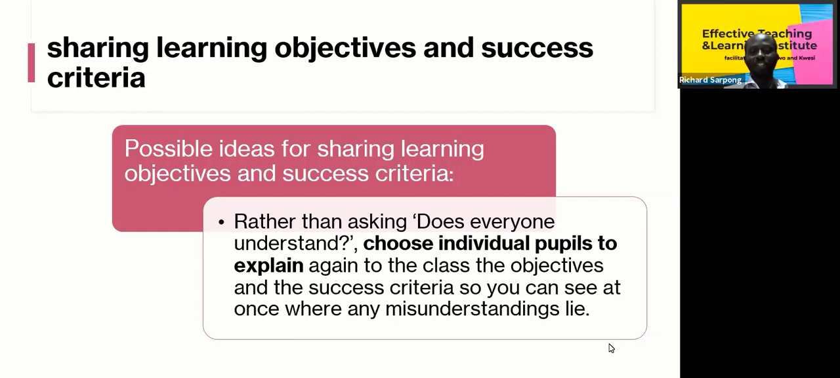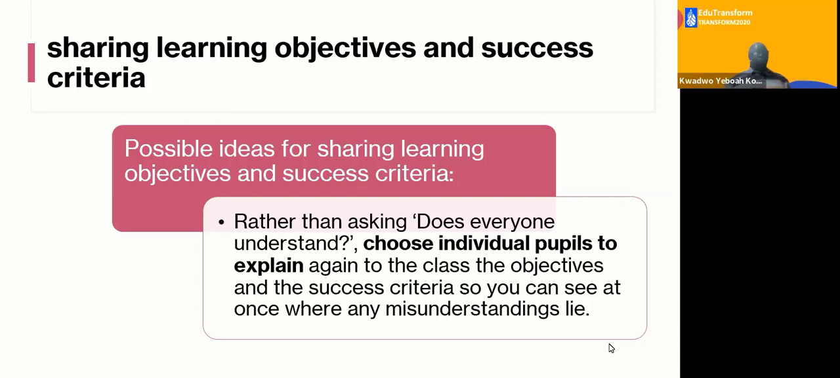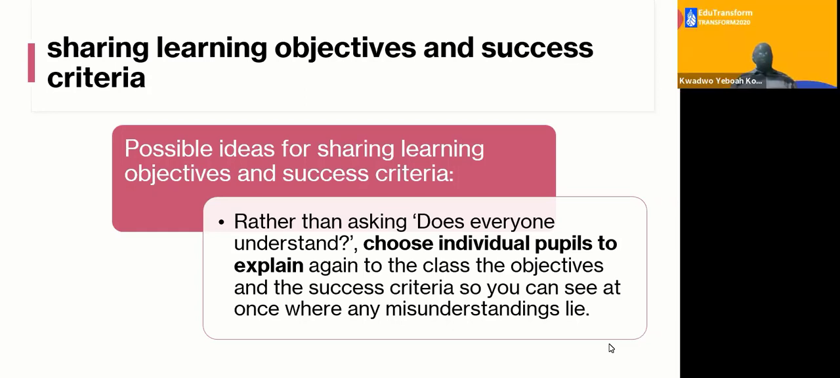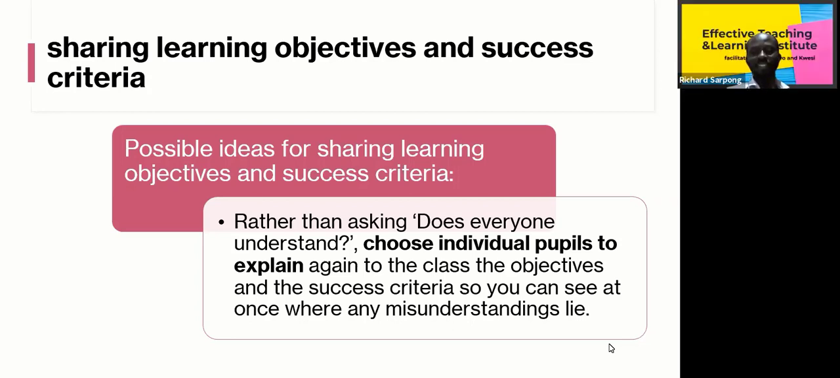And you ask which part don't you understand, they say the whole show. What is it that you are recommending we should do? So you call the student, Ama, Kofi, to explain to the class what they think we will be learning, as expressed in the learning objective, and how they will know they are successful with the learning, as expressed in the success criteria.